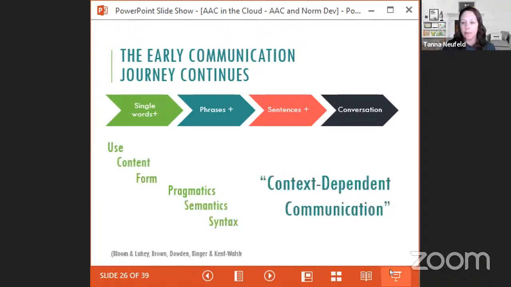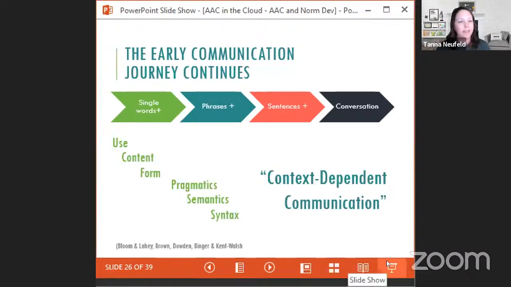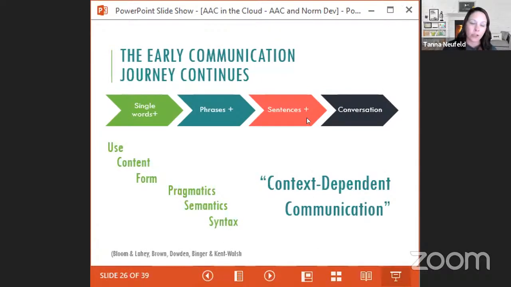This should all sound familiar from grad school. So now our communicators are moving into what Dr. Dowden would call context-dependent communication, which means that they're using symbols reliably, but they're limited in terms of vocabulary, in terms of pragmatic function, such as partners and contexts, and in terms of form.